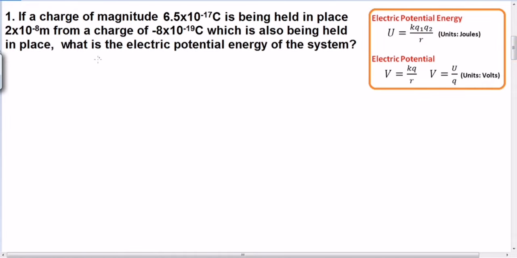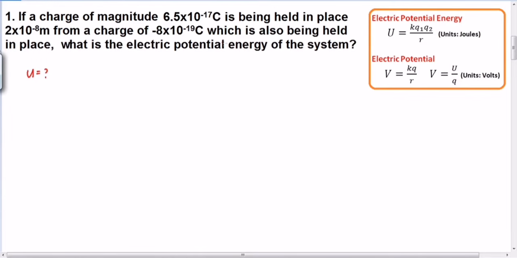Okay, so number 1, if a charge of magnitude 6.5 times 10 raised to negative 17 coulomb is being held in place 2 times 10 raised to negative 8 meters from a charge of negative 8 times 10 raised to negative 19 coulomb, which is also being held in place, what is the electric potential energy of the system? So, ang hinahanap dito guys is electric potential energy, that is letter U. So, what will you do is you will enumerate the given. So, kunin nyo muna, isulat nyo muna ano yung hinihingi.